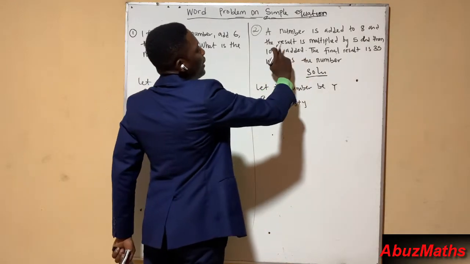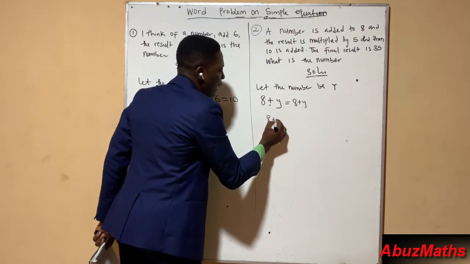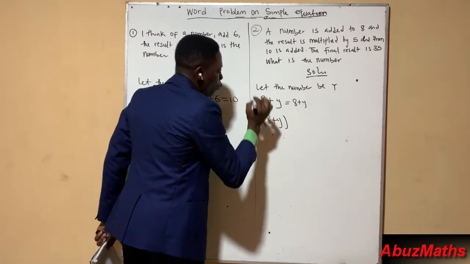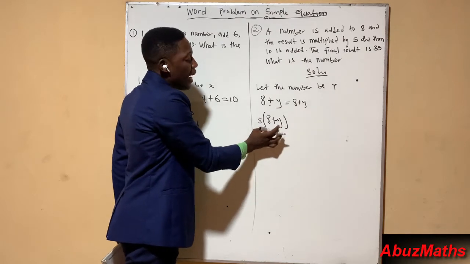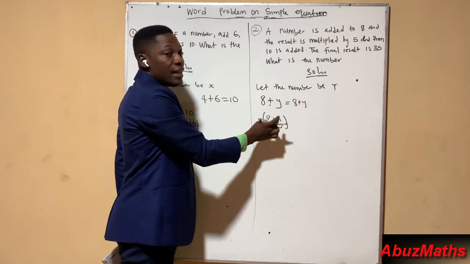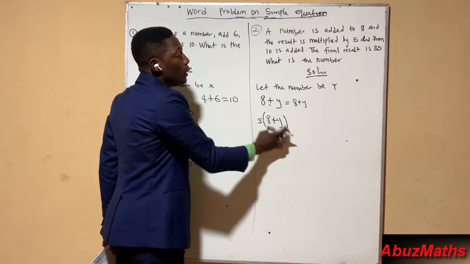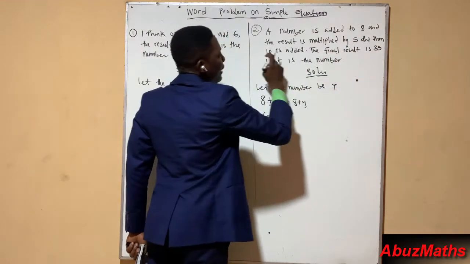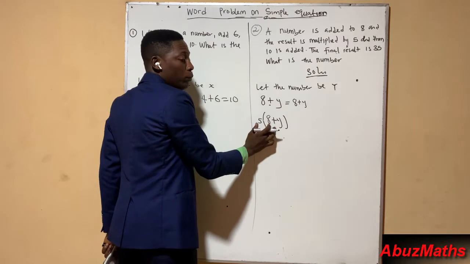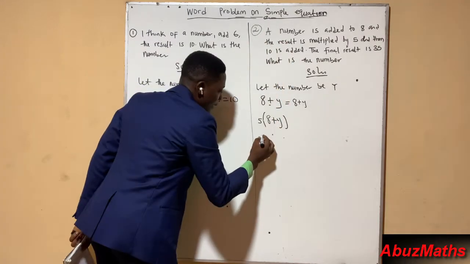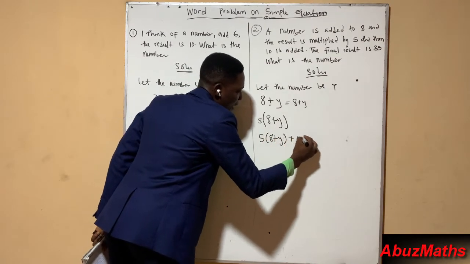Now remember we said the result is multiplied by 5 and this is our result. So 8 plus y is our result and I multiplied 8 plus y by 5. Now I put a bracket because 8 and y are two different terms. If they were alike, I could multiply straight, but they are different, so I have to put them into a bracket. And then 10 is added. That means when I finish multiplying 8 plus y by 5, I added 10. So that means 5 into (8 plus y), and then I added 10.